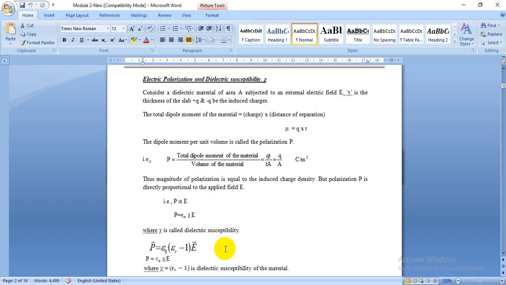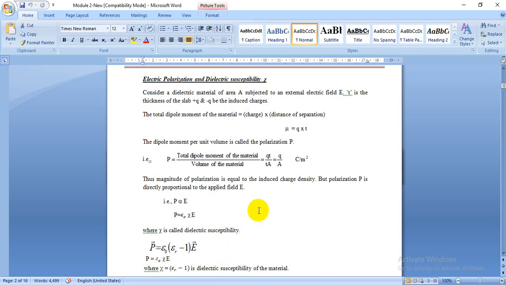Polarization is nothing but, once again I'll tell you, when we apply an external field to a dielectric material, the charged particles move apart and form dipoles, and hence a dipole moment is produced. That process is called polarization. But in the case of dielectric susceptibility, how do we explain it?